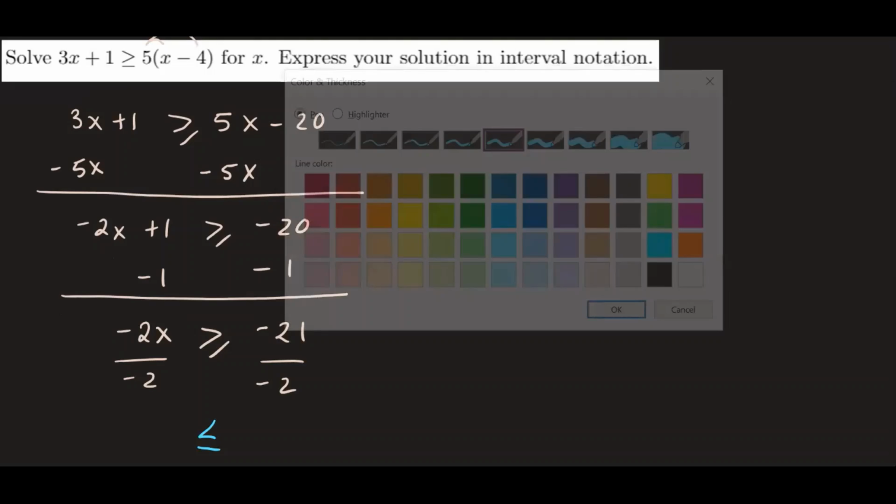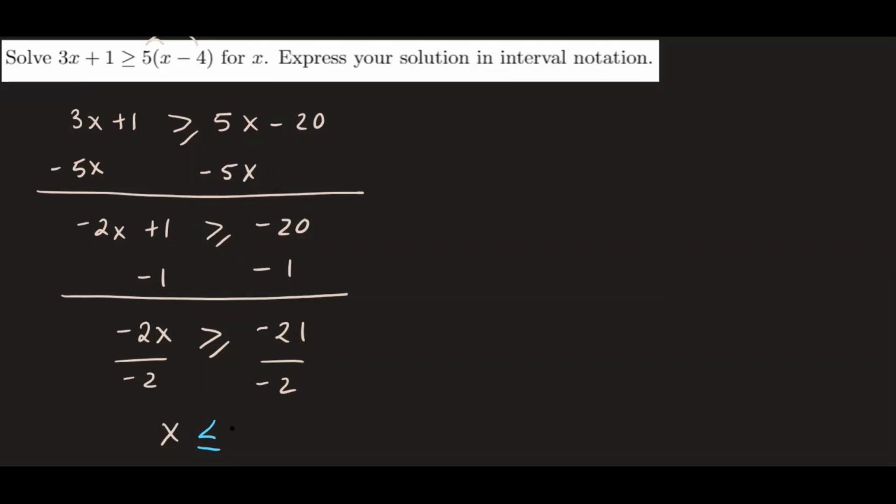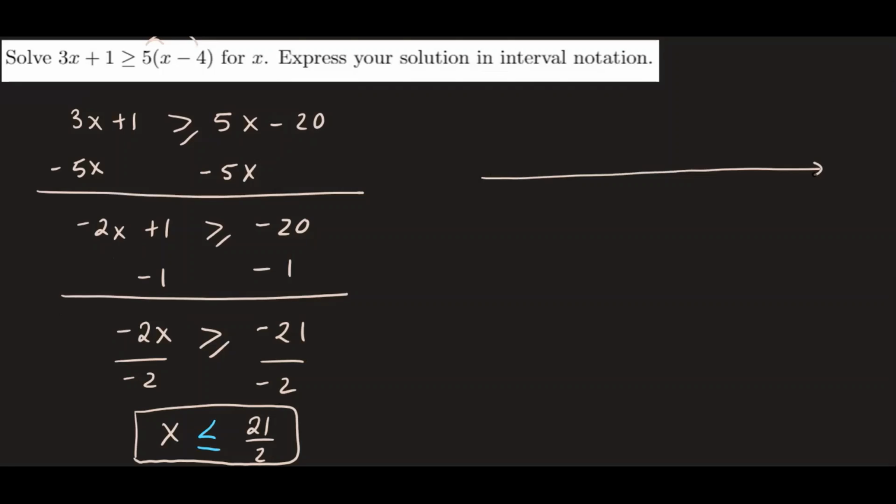And we're left with, on the left side, x. And on the right side, negative 21 over 2, well, that's just positive 21 over 2. You can leave it as a fraction or change it to decimal, whichever way you like. Now let's draw this on the real line, and then we'll write the interval notation.